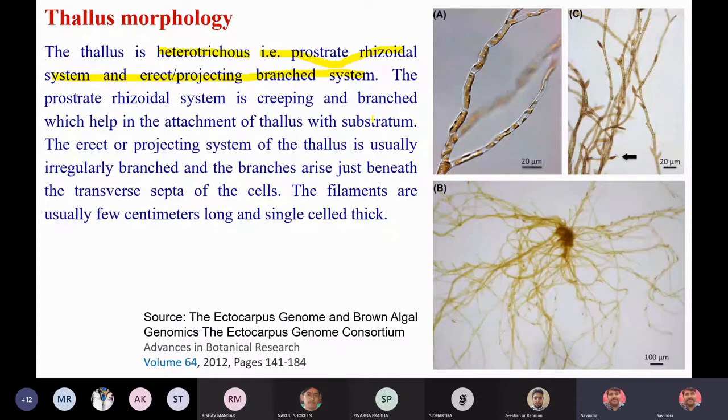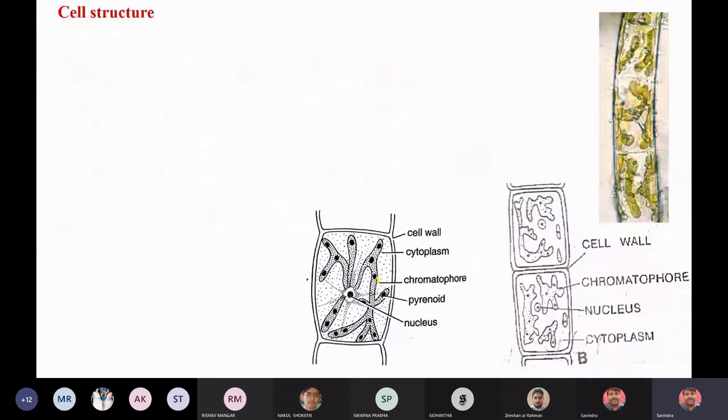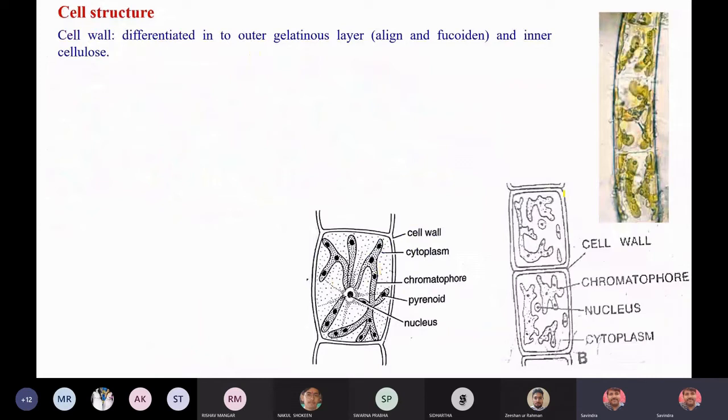जैसे क्लेमाइडोमोनास आप देखेंगे, वोल्वोक्स देखेंगे, you will not find a rhizoidal kind of structure over there. So those algae are not heterotrichous, whereas Ectocarpus, Polysiphonia, and many others have the rhizoidal outgrowth. So that's why they are known as heterotrichous algae. If we talk about its cell, it's a filamentous algae, so cells are arranged one after the other in a chain.